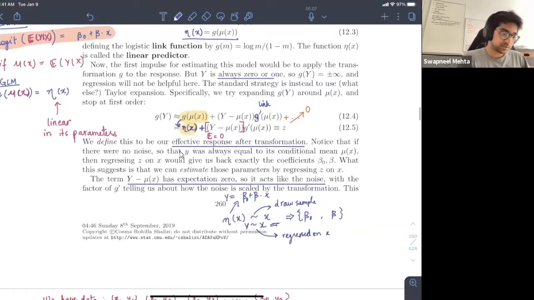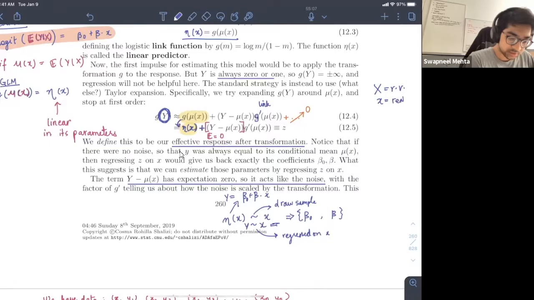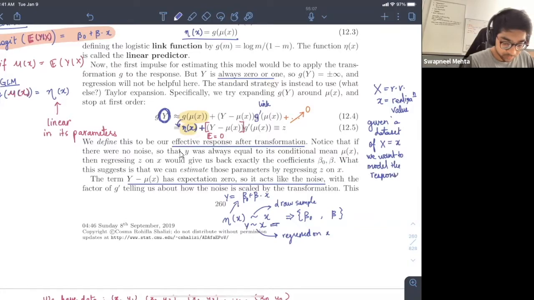We're saying that the expectation, so y is our random variable of interest, right? X is fixed. Right now this small x means that, in your notation, capital X is a random variable and small x is a realization in technical terms. So this is the value that the random variable takes, right? So given a data set of x, we want to model the response y. This is capital Y, right?